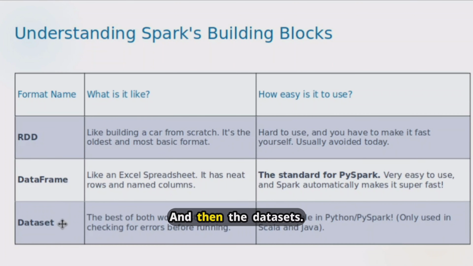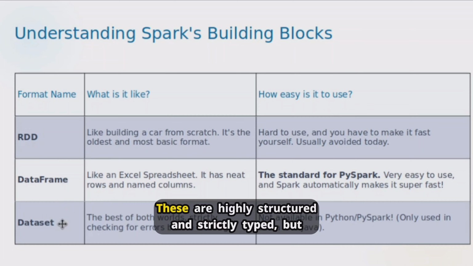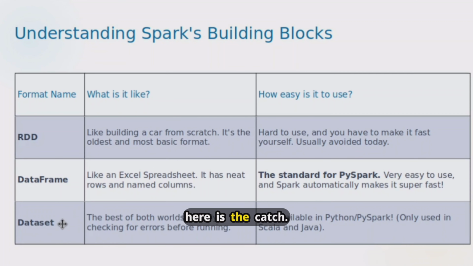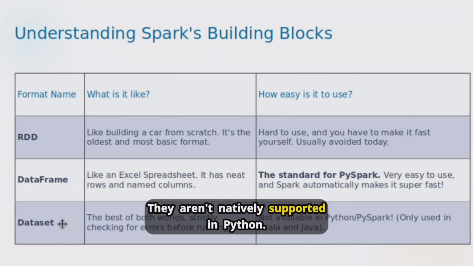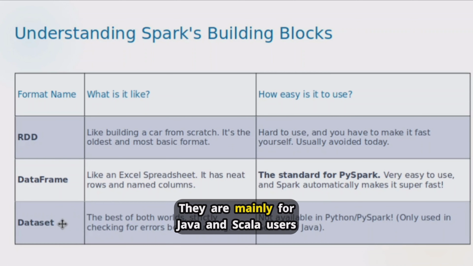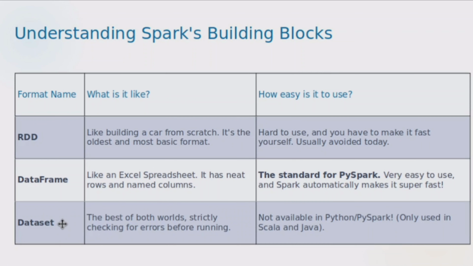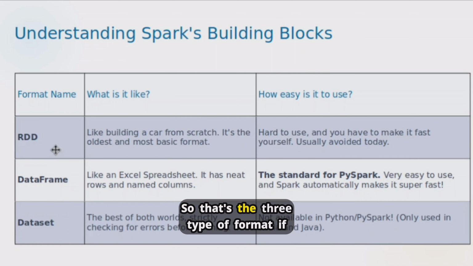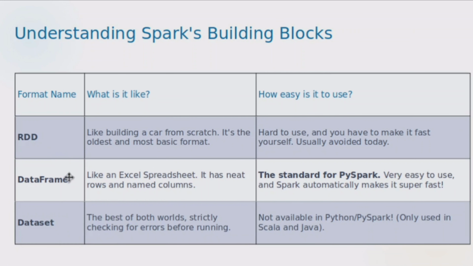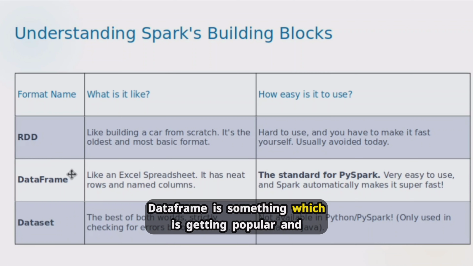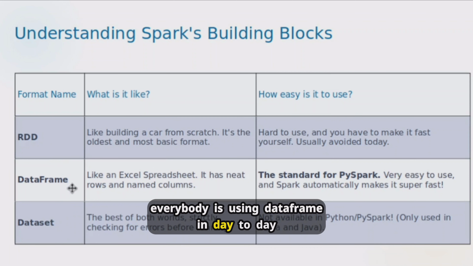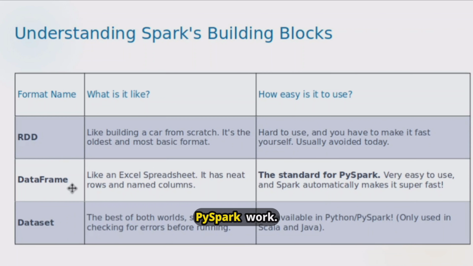Okay, and then the Datasets. These are highly structured and strictly typed, but here is the catch: they aren't natively supported in Python. They are mainly for Java and Scala users. So those are the three types of formats we use in Spark. DataFrame is something which is getting popular, and everybody is using DataFrame in day-to-day PySpark work.